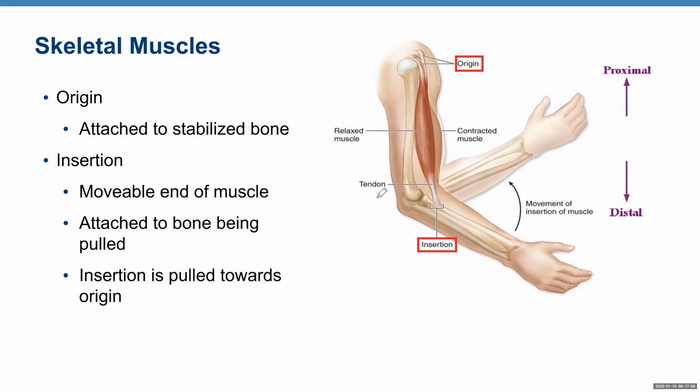Another thing we want to remember: muscles can only pull. They can never push. So if you flex your elbow, you use your biceps brachii muscle, so you pull your forearm towards your arm. If you want to extend your elbow, you cannot use the same muscle. You need to use the muscle in the opposite compartment, and that's going to be your triceps brachii.